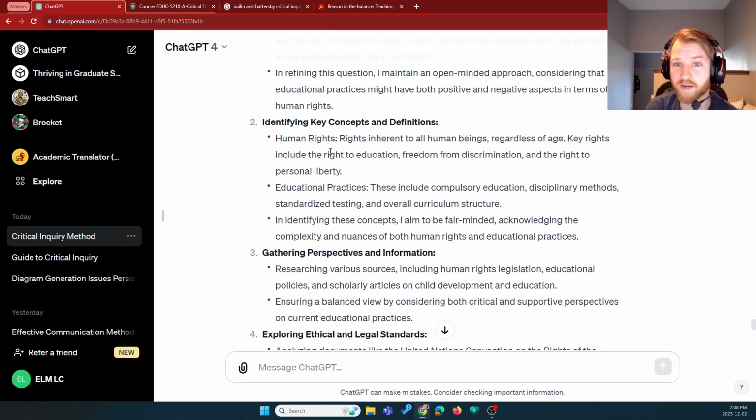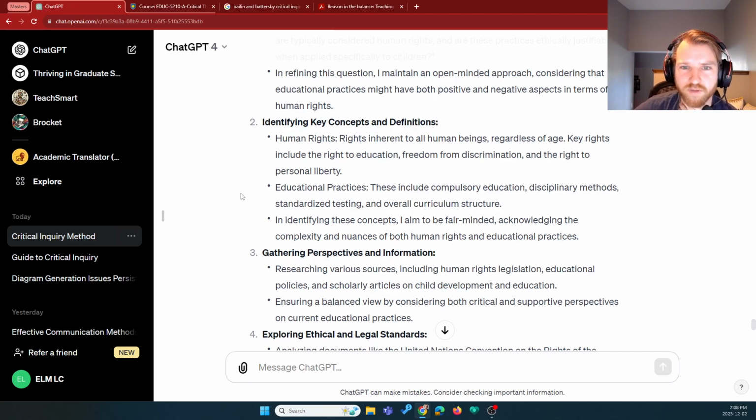So yeah, I think that off the bat, that's a helpful starting point. Again, I don't know my human rights off the top of my head, so I would have to fact check that these seem like human rights, but I'd have to double check that before I was super confident in going off of it. Educational practices. These include compulsory education, disciplinary methods, standardized testing, and overall curriculum structure.